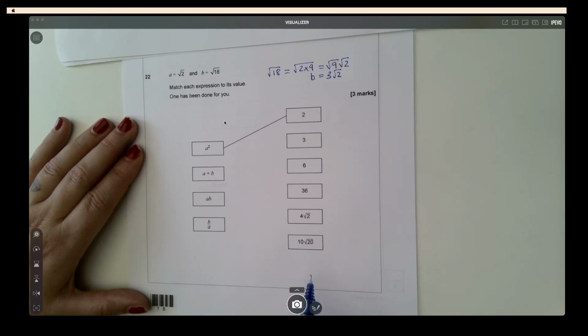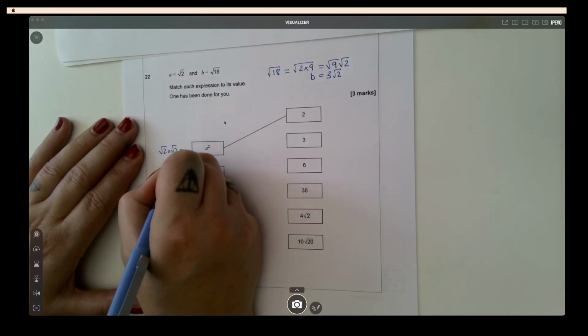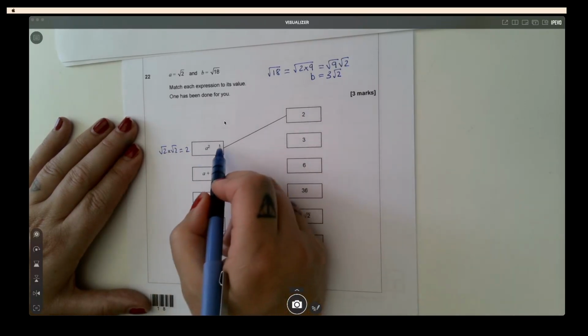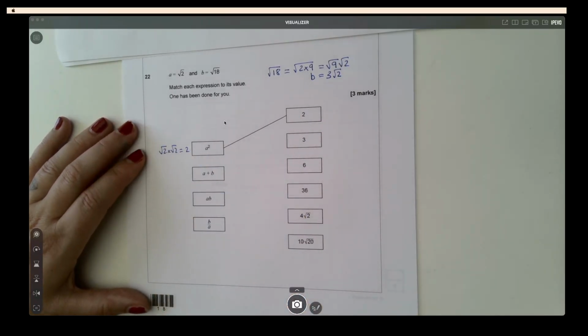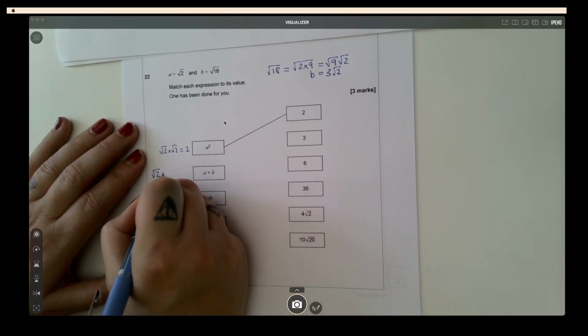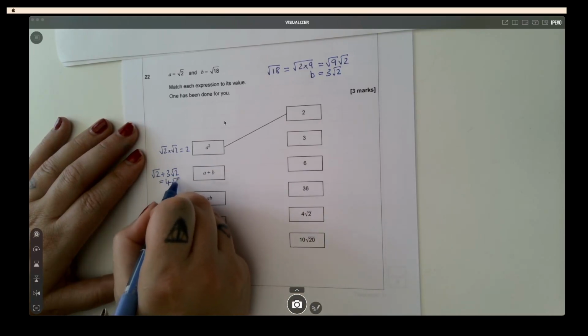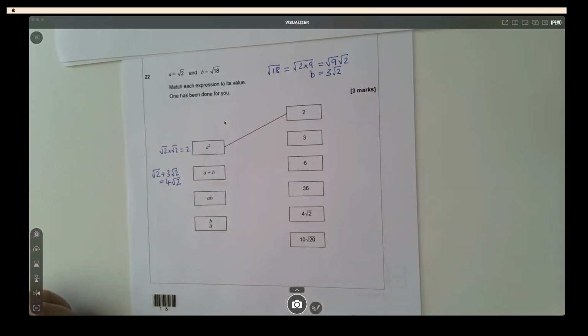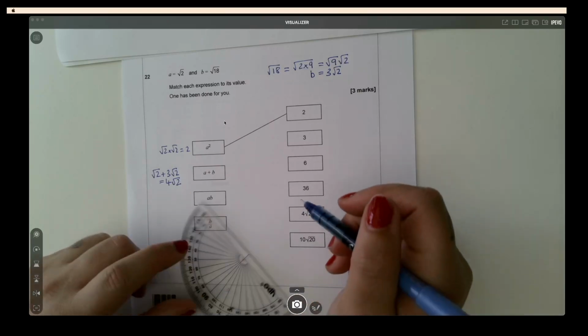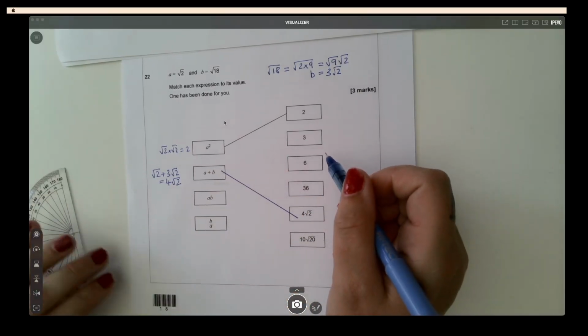So let's start substituting in some values. So A squared, so root 2 times root 2 is going to be 2. Already matched up for us, so we're just checking we know what we're doing. A plus B, root 2 plus 3 root 2. 1 root 2 plus 3 root 2 is 4 root 2. So we're going to match A plus B to 4 root 2.